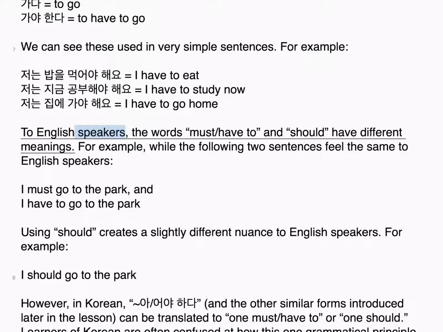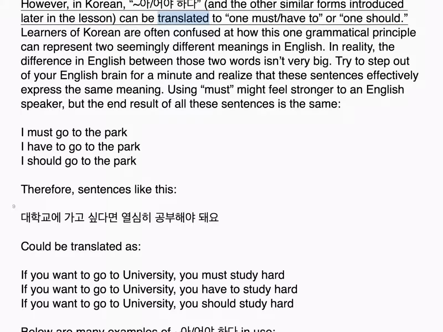To English speakers, the words must, have to, and should have different meanings. For example, while the following two sentences feel the same to English speakers, "I must go to the park" and "I have to go to the park," using should creates a slightly different nuance: "I should go to the park." However, in Korean, 아어야 하다, and the other similar forms introduced later in the lesson, can be translated to one must, have to, or should.